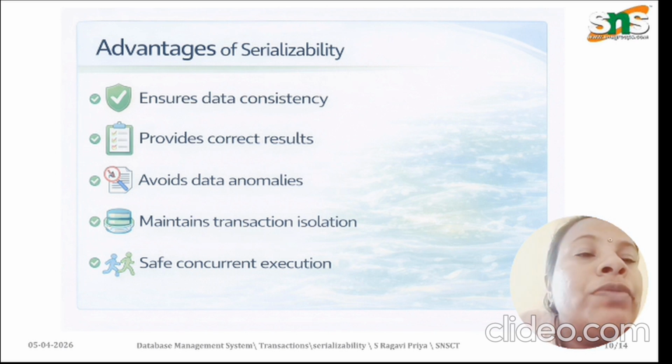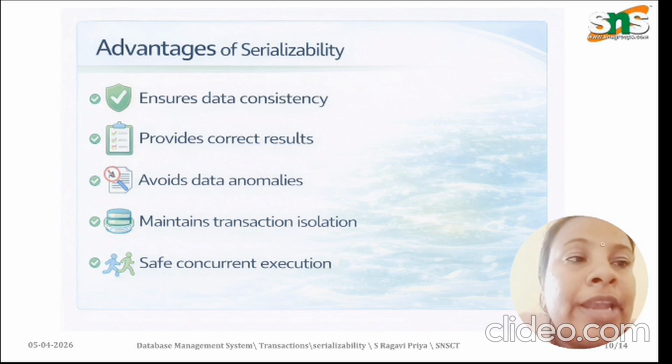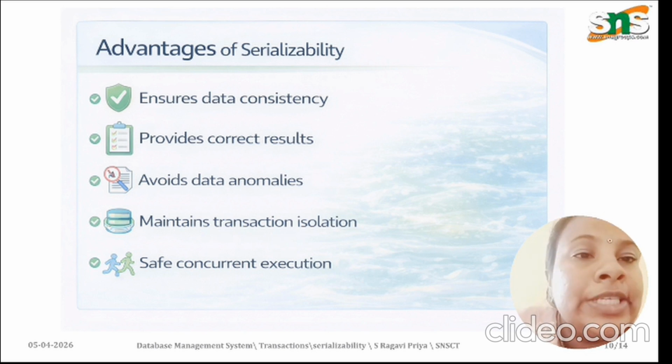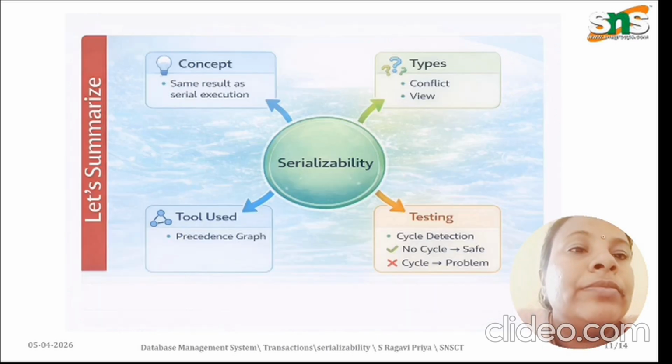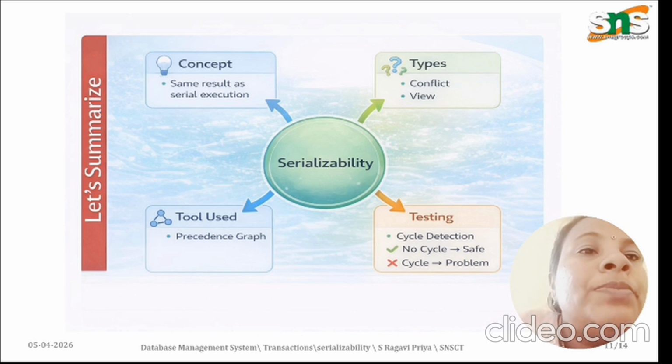So advantages of serializability: it ensures data consistency, provides correct results, avoids data anomalies, maintains transaction isolation, and gives safe concurrent execution. The concept is the same result as serial execution. Types: conflict and view. The tool used is the precedence graph. Testing is by cycle detection. No cycle means safe. If we detect a cycle, there must be some problem.